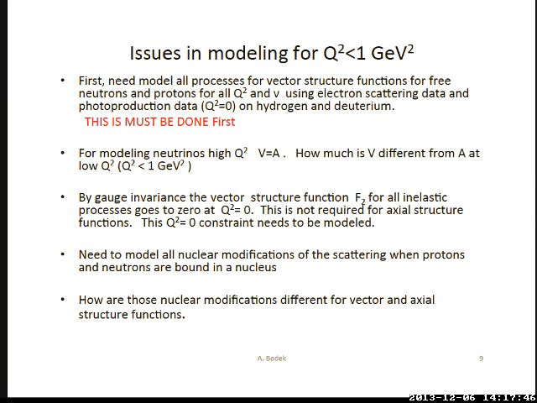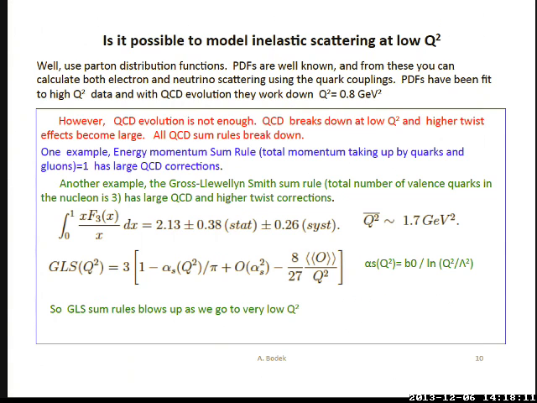We need to model all the nucleon modifications when the protons are bound in the nucleus. And then, how are those nuclear modifications different for vector and axial? So we go from things that you have lots of data on, and you know very well, to things which you know less well, to things which you really don't know at all. So each time you have to make an assumption, and you have larger uncertainties.